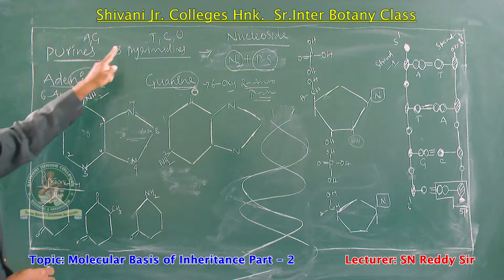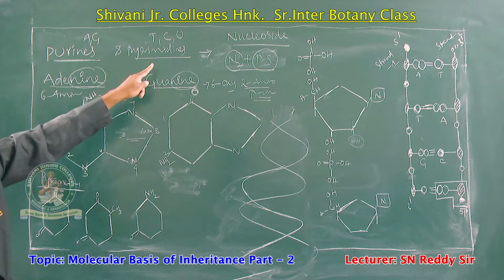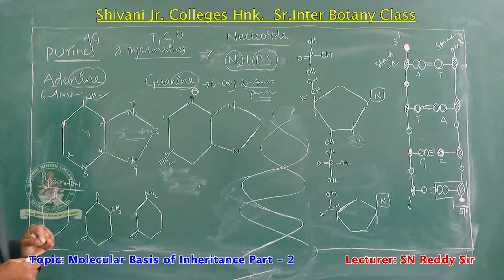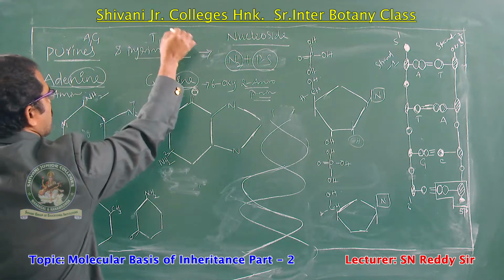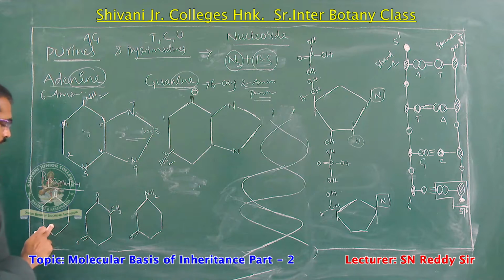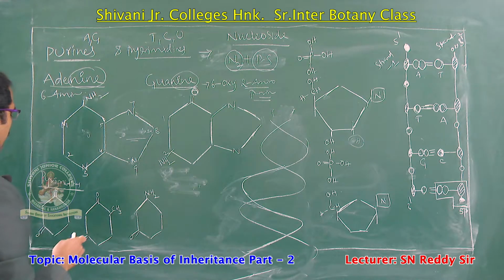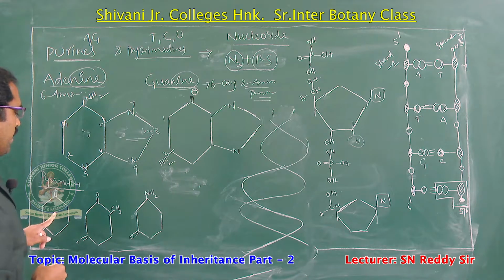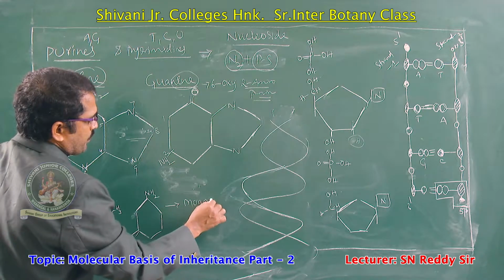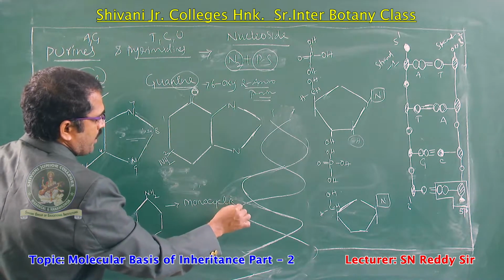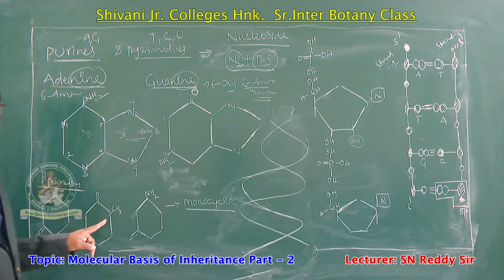Then the pyrimidines. The word is big, but the structure is small. Just remember it like that. Thymine, cytosine, and uracil are the pyrimidines. In the case of these pyrimidines, you see, they are only monocyclic ring compounds.